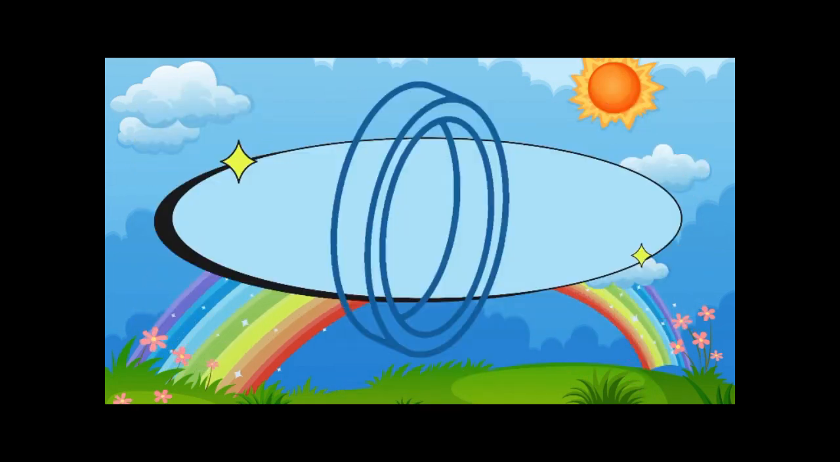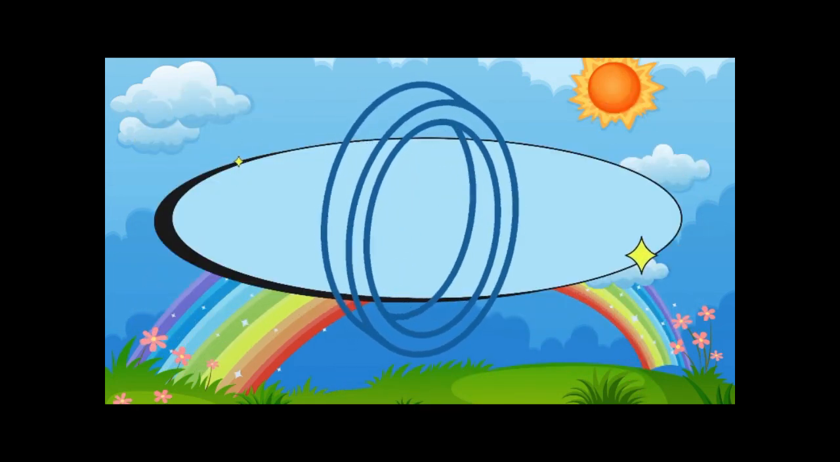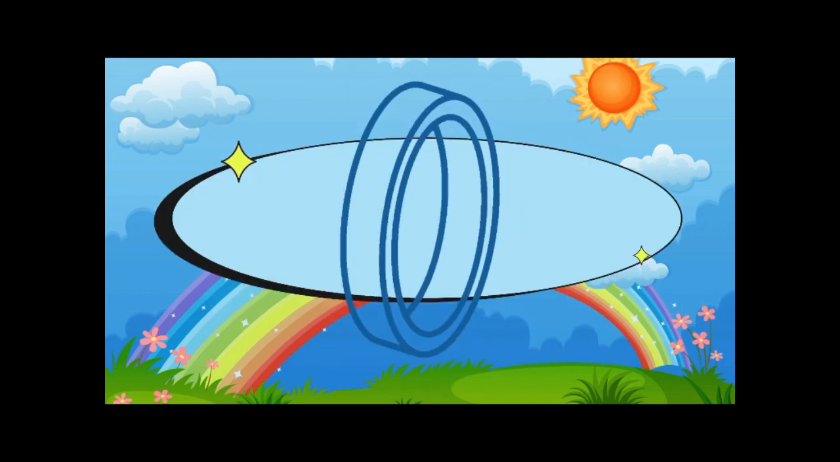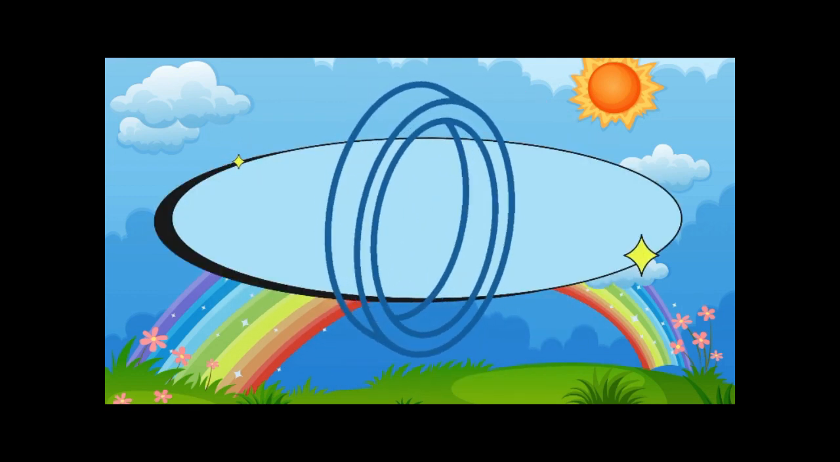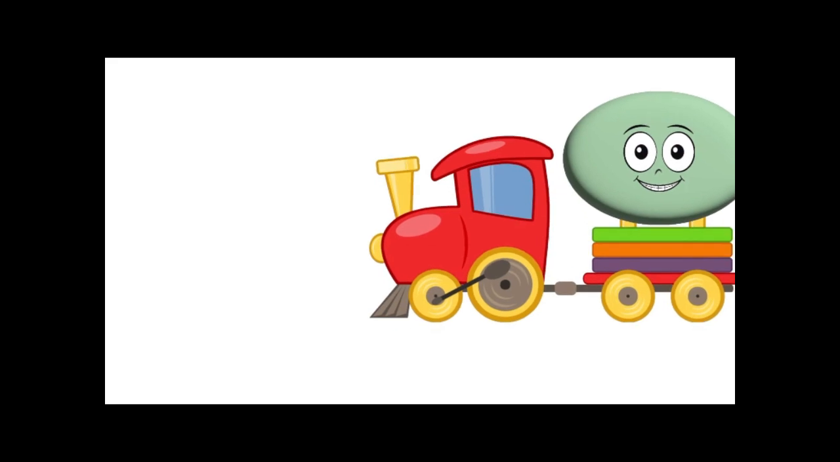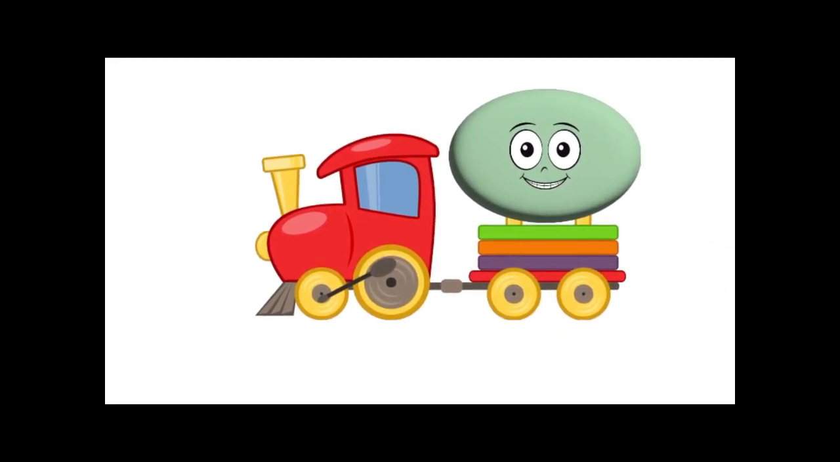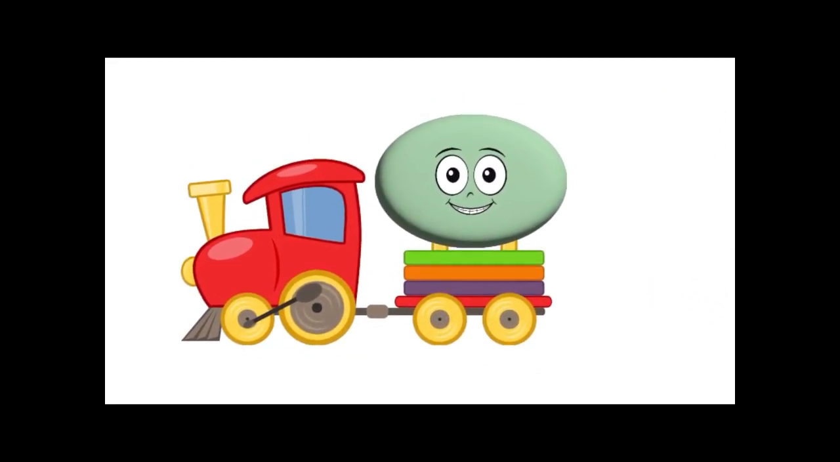I'm an oval round and long, round and long. I'm an oval round and long, round and long, round and long. I'm an oval round and long, like a circle that's very long indeed.